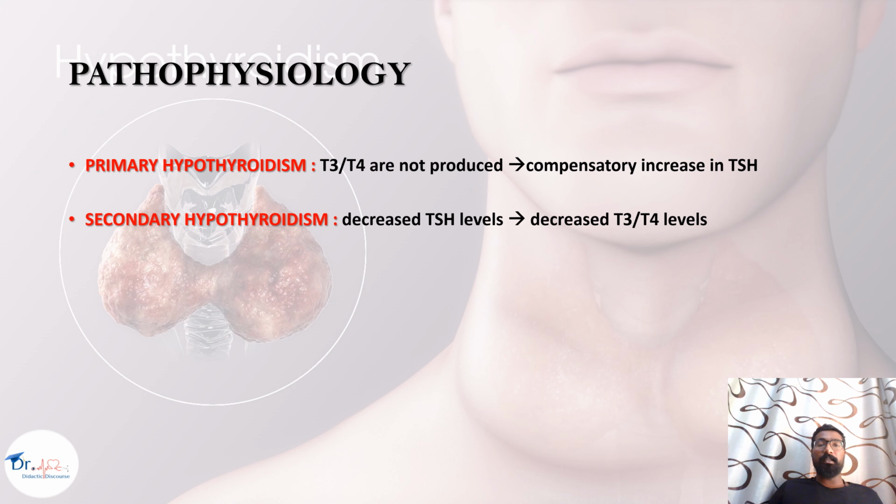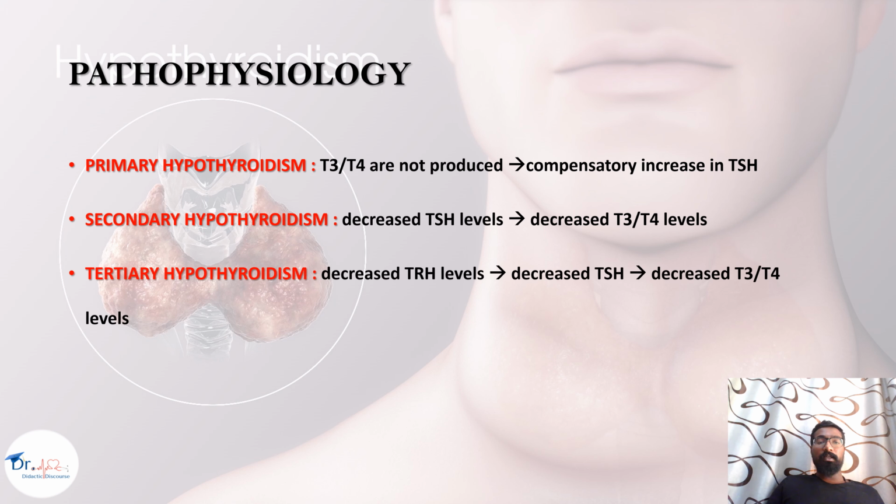And the next one is secondary hypothyroidism. As I told you already, the pituitary gland secretes TSH. So any disorder in the pituitary gland leads to a decrease of TSH levels in the body, and that results in a decrease of T3 and T4 levels that causes secondary hypothyroidism.